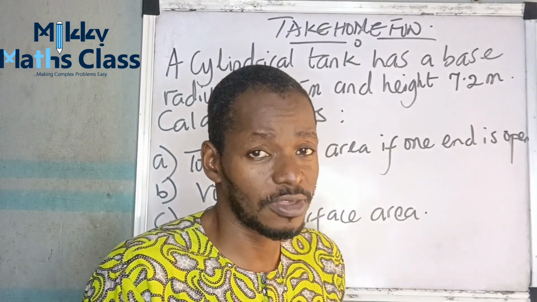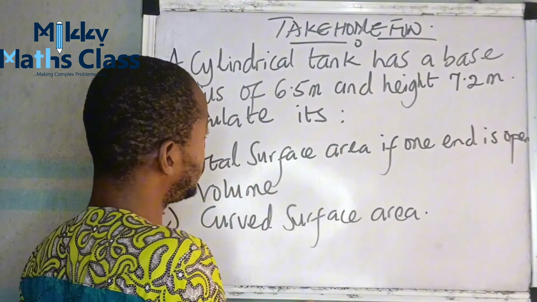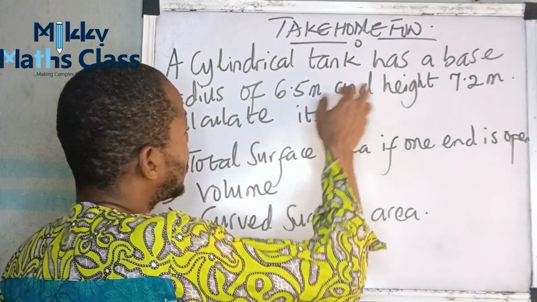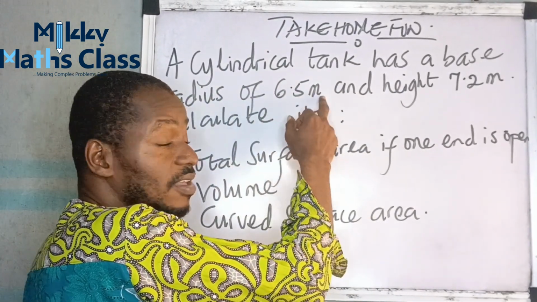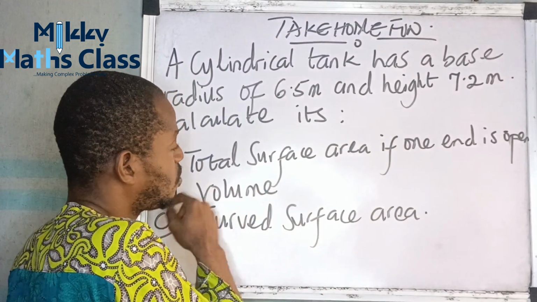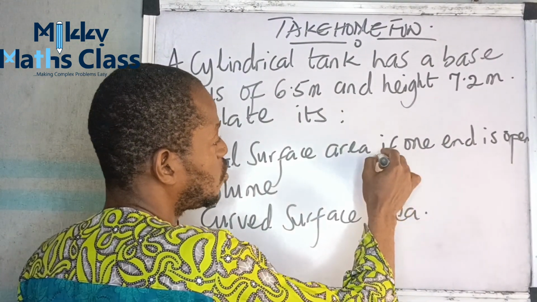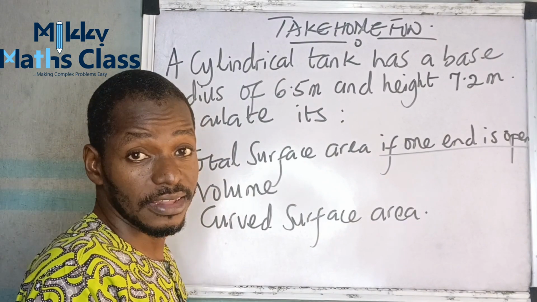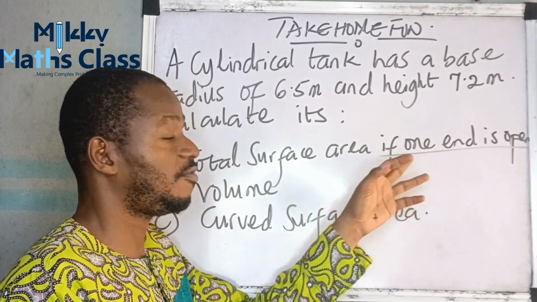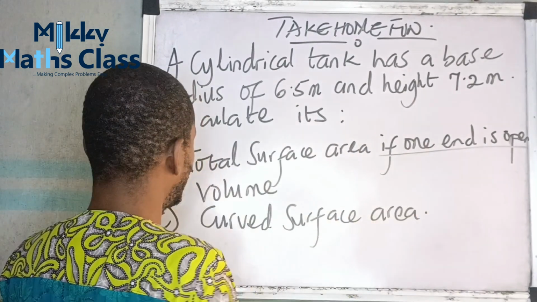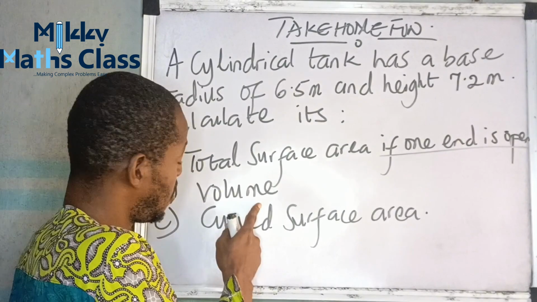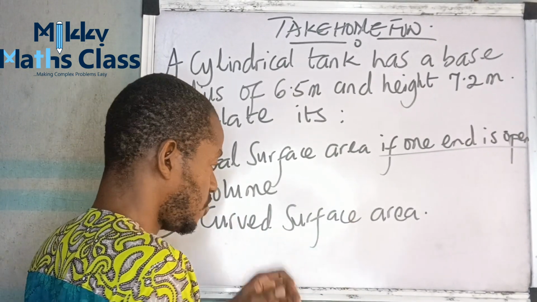All right, just like in our usual style, here is a take-home fun that you can practice at your leisure time. It says a cylindrical tank has a base radius of 6.5 meter and height of 7.2 meter. Calculate its total surface area if, take note of this condition, if one end is open. It's not the formula you will use for TSA if both ends are closed. So take note and apply the right formula. The B part is volume, and the C part, the curved surface area.